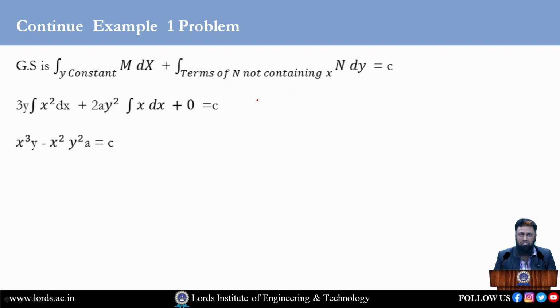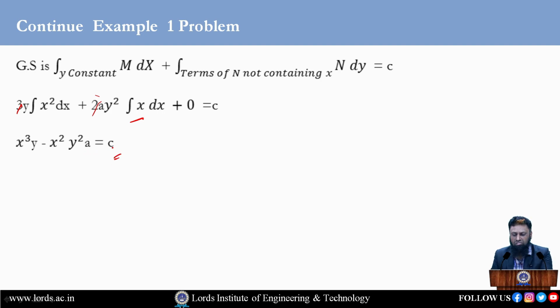So in place of x in n terms, you put x equal to 0, you get the x value only here. So here y integration of x square dx plus 2ay square integration of x dx equal to 0. The integration of x square formula is x cube by 3, so the 3 just cancels, and here 2ay square, x square by 2 just cancels. So you get the equation x cube y minus x square y square into a equal to 0.